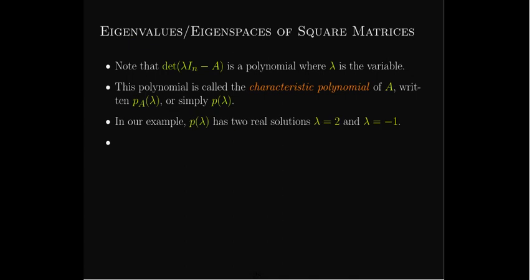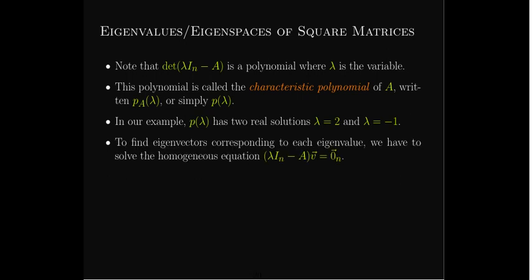So there are two real solutions. We know from algebra that if you have a polynomial equation, you can have real solutions, you can have repeated roots, and you could have imaginary solutions. But here we had two real solutions. And now, how do we use those solutions to find the corresponding eigenvectors?